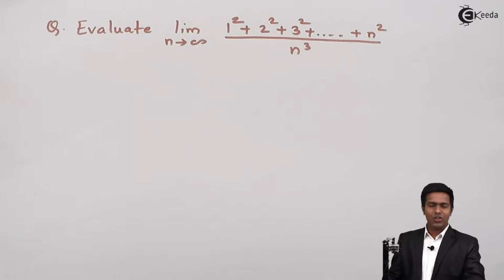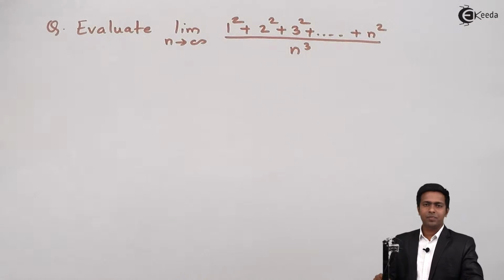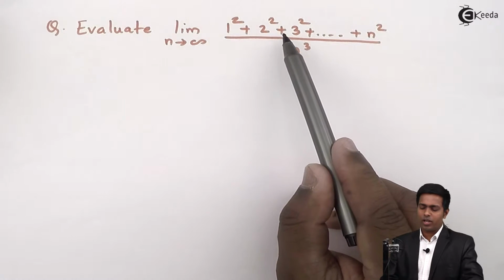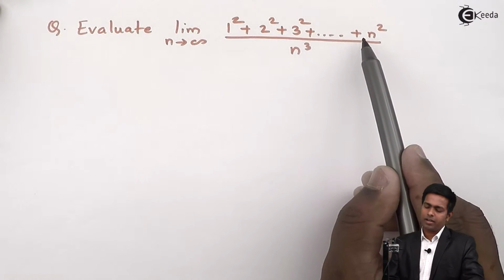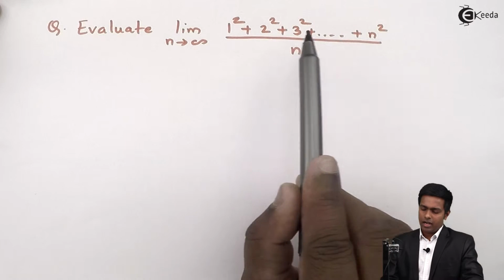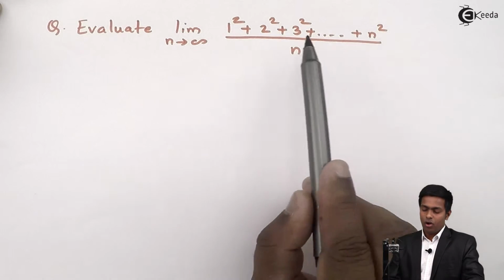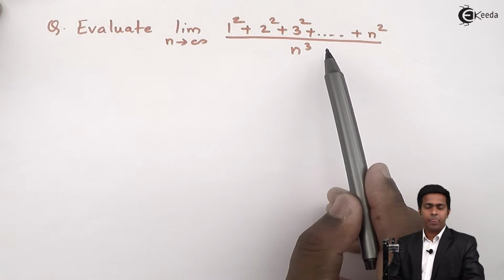Hello friends, so here in this problem we have to evaluate the limit as n tends to infinity of 1 square plus 2 square plus 3 square plus so on plus n square. It means we want the addition of squares of n terms, whole upon n cube.